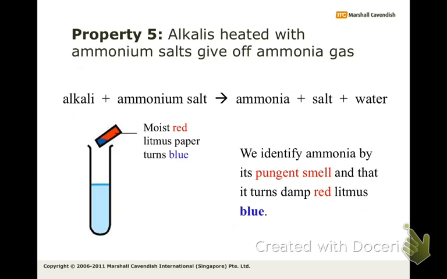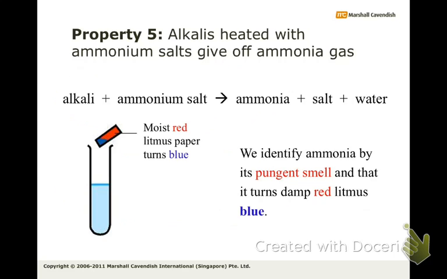Property number 5 is the one that a lot of people always forget. Alkalis will react with ammonium salt. Ammonium salt refers to ammonium chloride, ammonium sulfate and ammonium nitrate. It will give you three things: salt, water, and ammonia gas. Now this reaction is somewhat similar to when acids react with metal carbonate. Sometimes I don't get why students forego this, maybe because it seldom comes out.